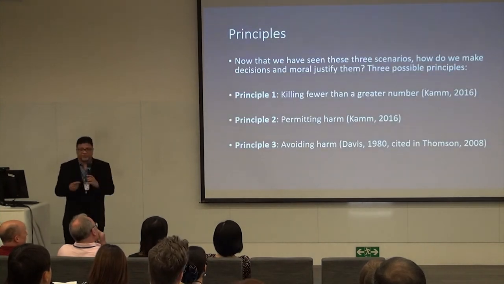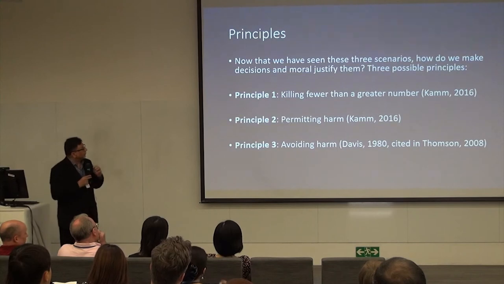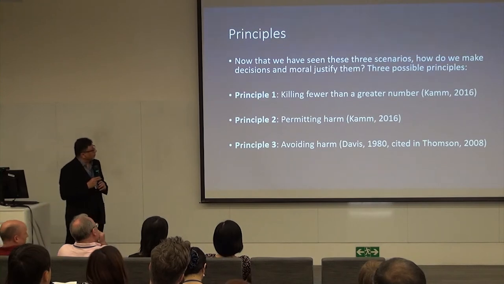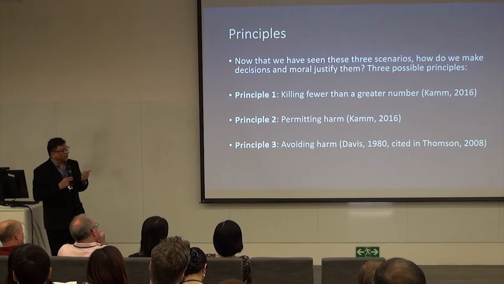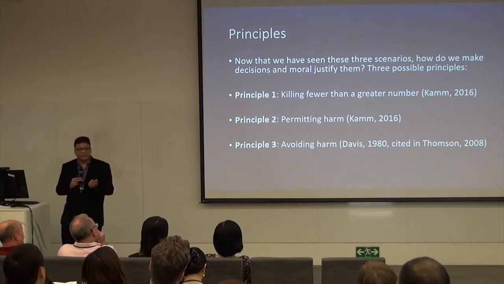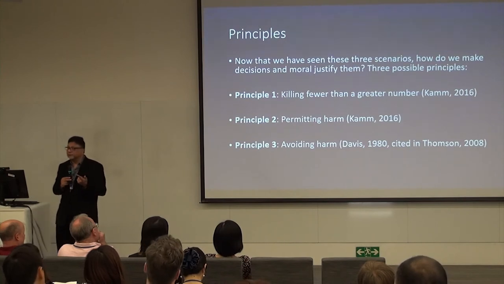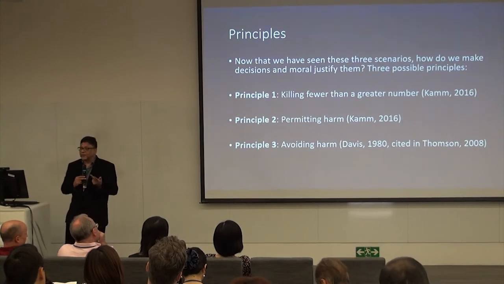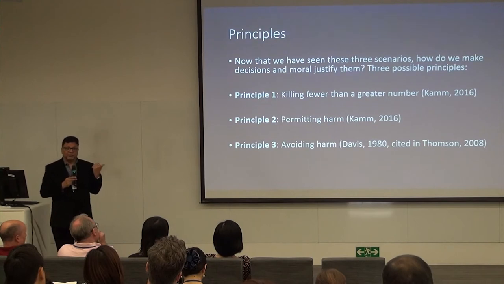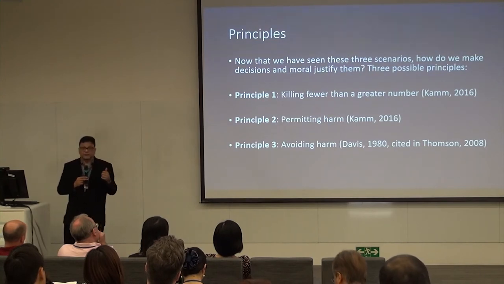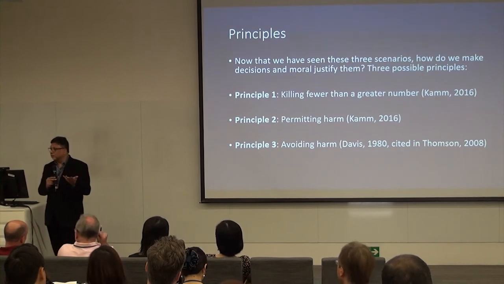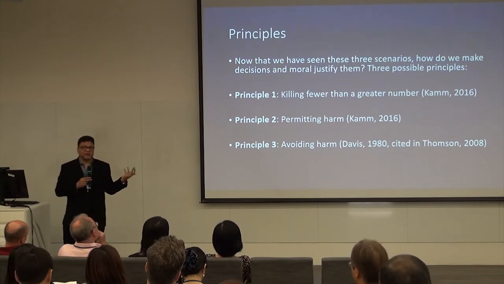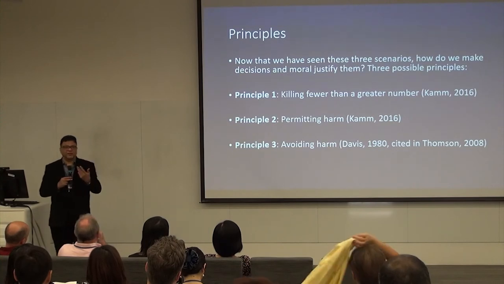So, now that we've seen these three scenarios, how do we make decisions and morally justify them? Three possible principles are working here. One is killing fewer than a greater number, principle one. Principle two is permitting harm when you think it's appropriate. And three is avoiding harm. The first principle, killing fewer than a greater number, is often invoked. And in the first scenario, some of you felt that it's all right to do that.